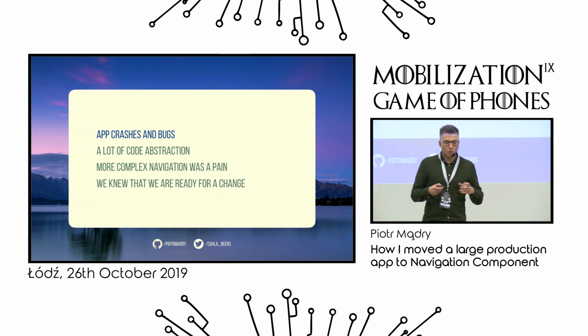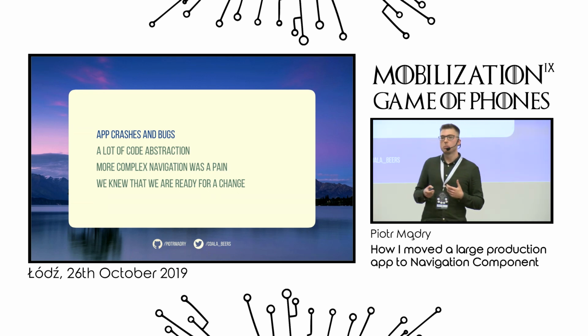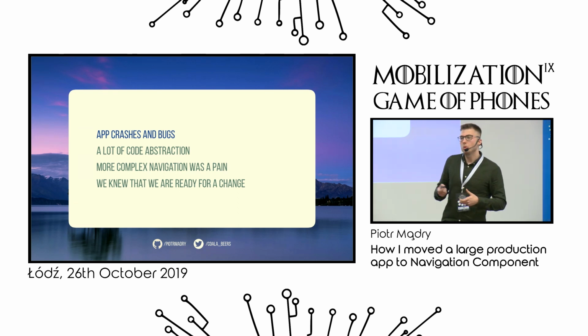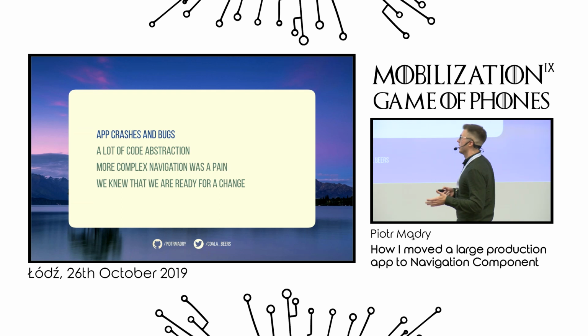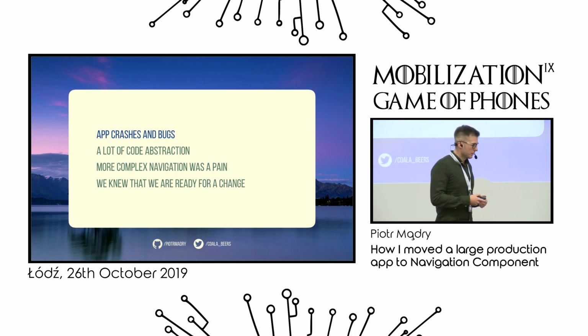We knew that we have a bunch of crashes and bugs in the app connected to the navigation. And we couldn't do much about this, or we could. We couldn't, but I think we could, but probably we'd spend more time on it than we wanted to. And we weren't sure that similar bugs, like in the legacy navigation framework, would not appear in the future.